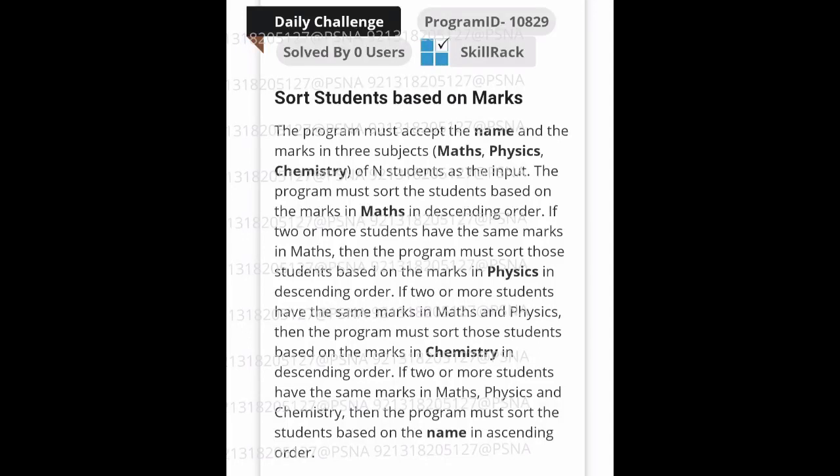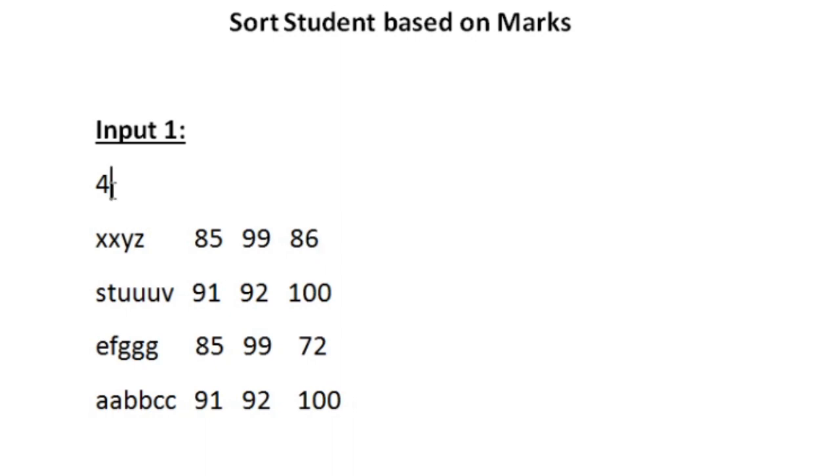This is the question asked in today's SkillTrack Daily Challenge. We are given n students' names and their marks obtained in Maths, Physics and Chemistry as input. Our task is to sort the students based upon their marks obtained in all the three subjects.